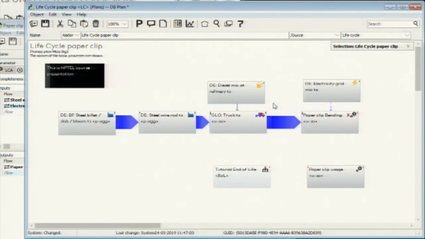Okay, so this is renaming and making the flows. So we have made the flows already. Okay, these two flows are left. We need to connect this here, and we need to connect this paper clip usage to end of life. And that also needs to be connected to steel wire rod as input. So let us make these connections.